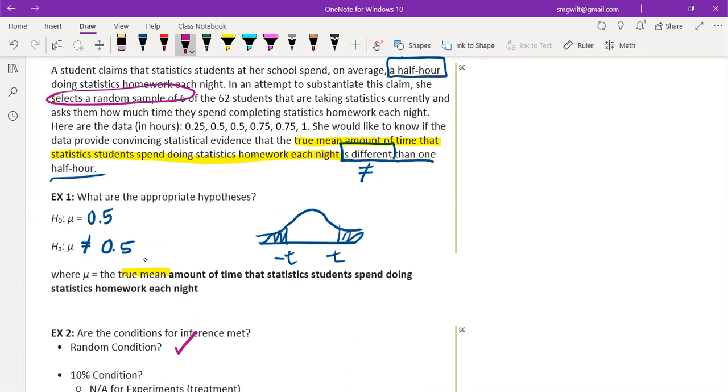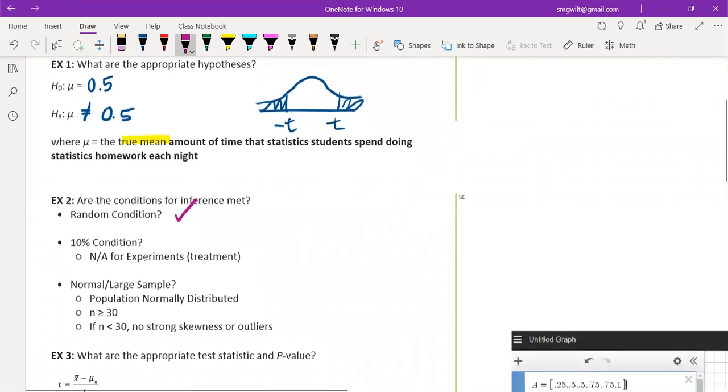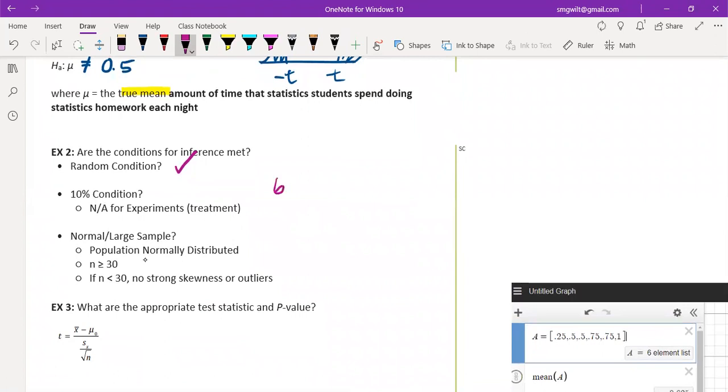So that's going to help us with the 10% condition. So 6 out of 62 is going to give us 0.096, which is less than 10%, which is 4.1.